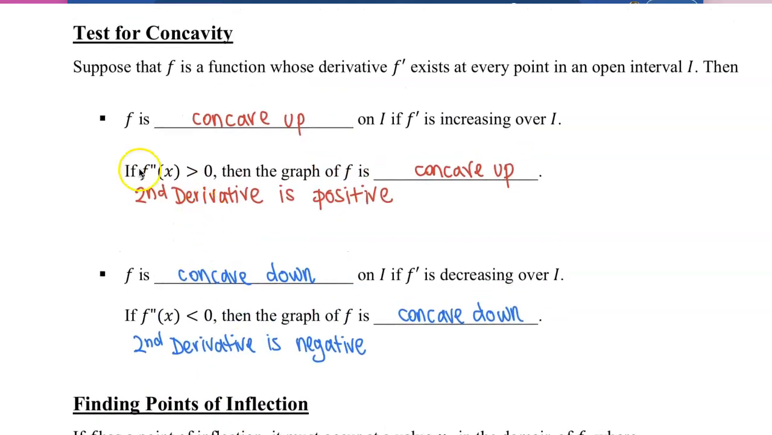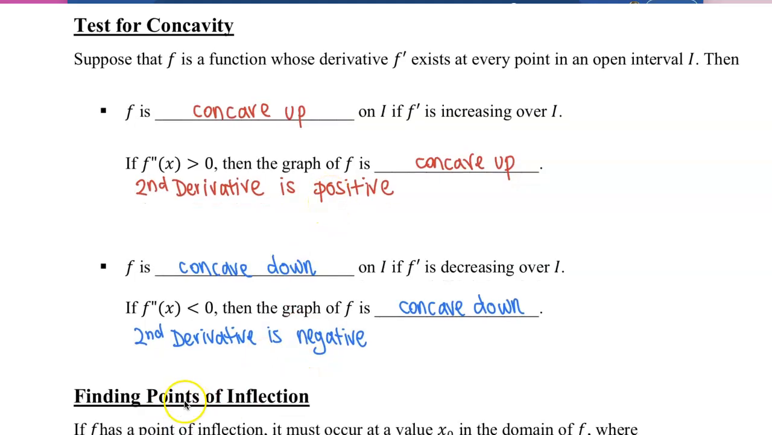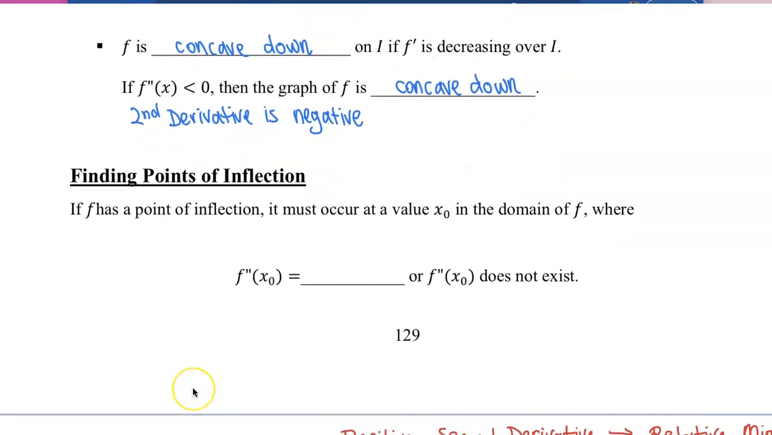Now look, the concavity changes when the second derivative goes from positive to negative or negative to positive. So what number do we hit when we go from positive to negative or negative to positive? 0, right? So point of inflection is when the second derivative is equal to 0 or when the second derivative does not exist.